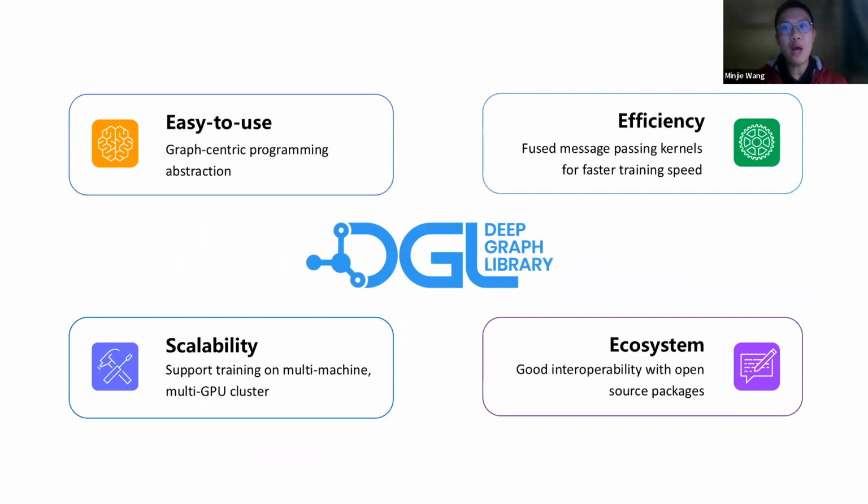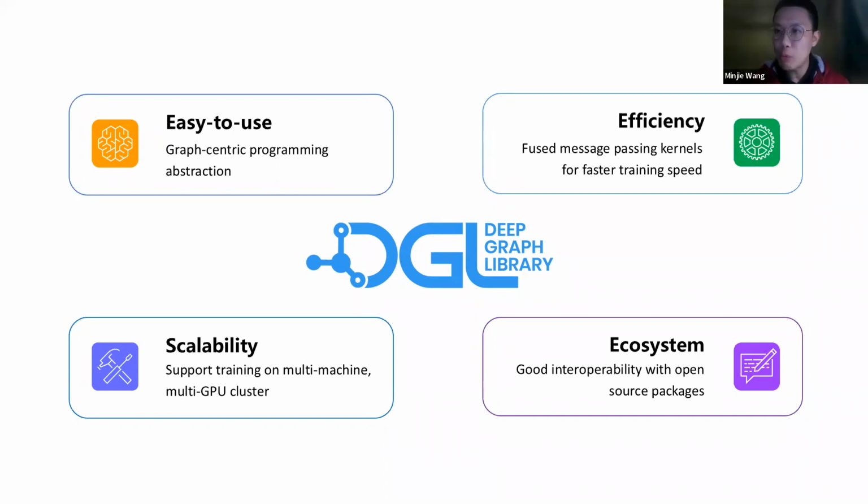So why should you use DGL? What are its key features? I will summarize it into 4 aspects. First of all, it is easy to use. We provide a very unique graph-centric programming abstraction for users to express key operations like graph manipulation or message passing. The second one is efficiency. We have a lot of system-level optimizations, such as fused message passing kernels or IO optimizations for faster training, especially for larger graphs. The third one is scalability. We support training on multiple machines and multiple GPUs, one of the unique open source frameworks that can support that, and it can scale to graphs of billions of nodes and edges.